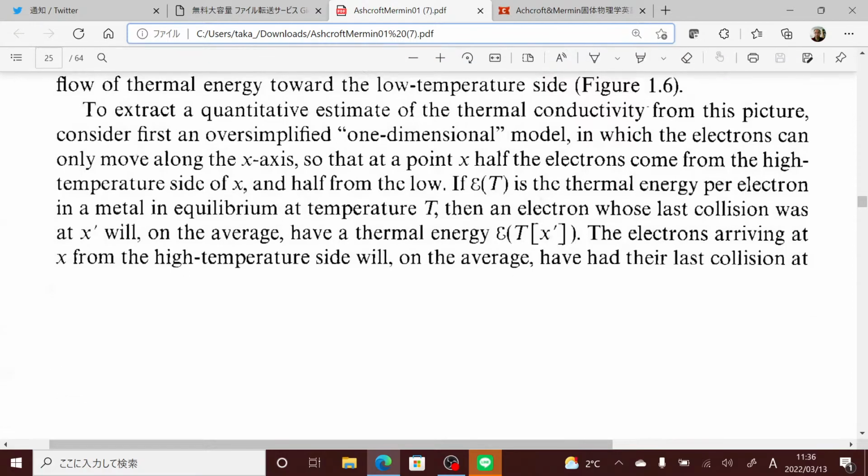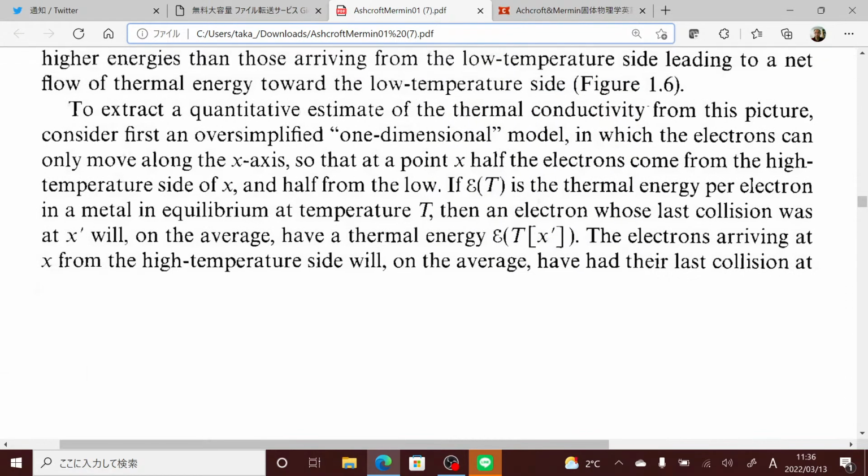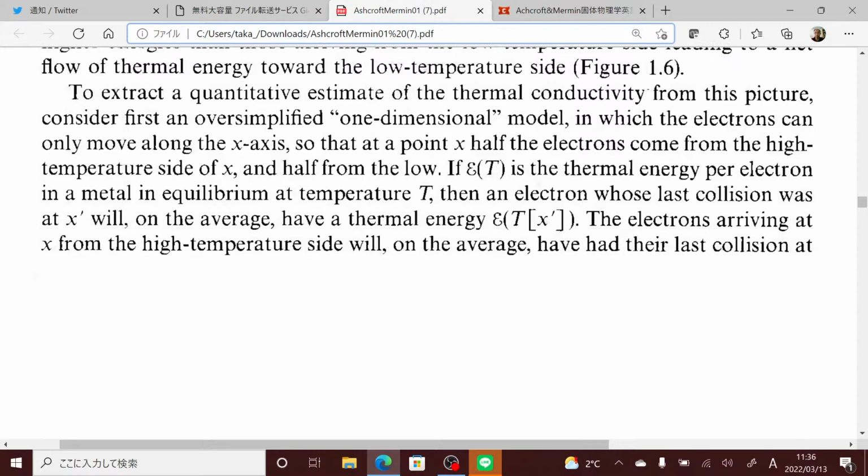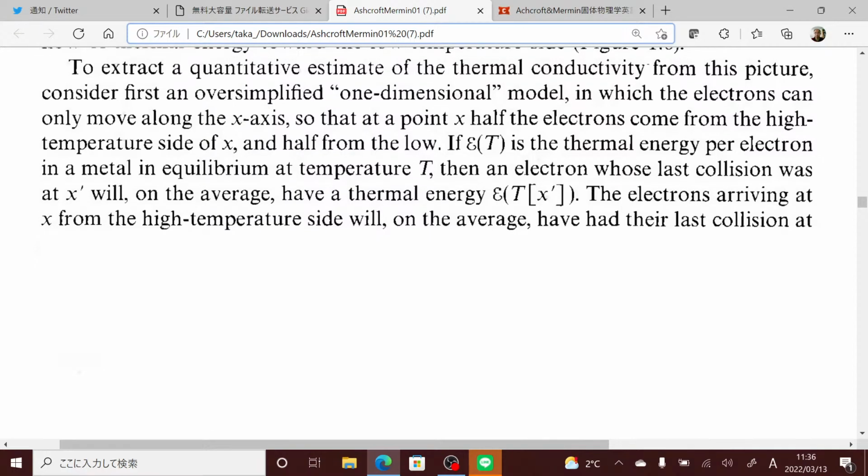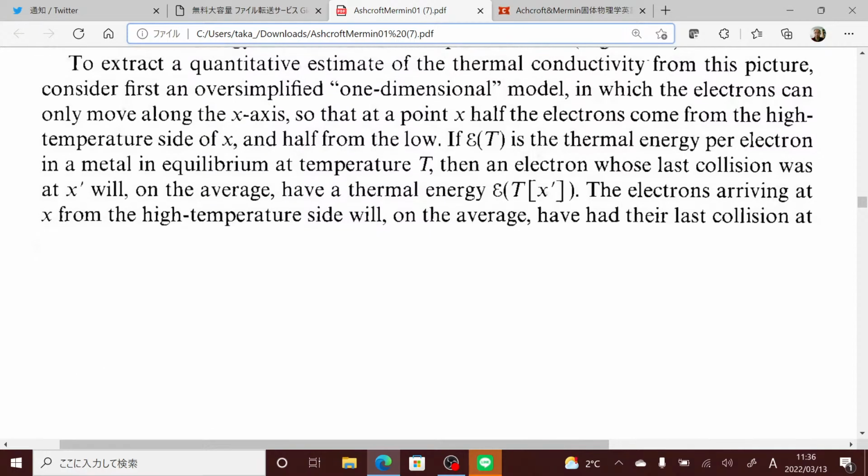Figure 1.6. To extract a quantitative estimate of the thermal conductivity from this picture, consider first an oversimplified one-dimensional model in which the electrons can only move along the x-axis, so that at a point x, half the electrons come from the higher temperature side of x, and half from the low.